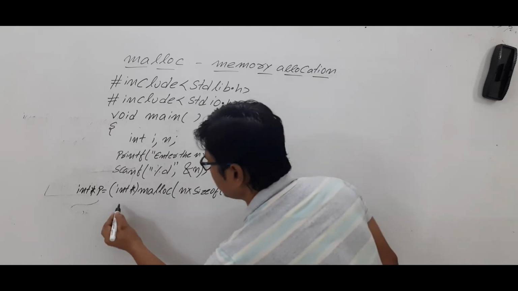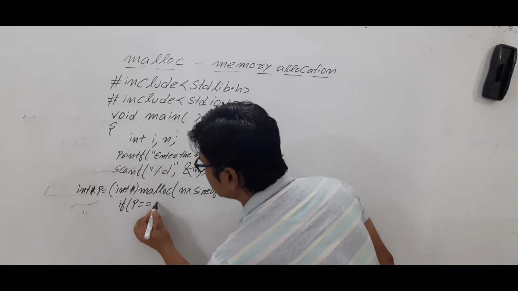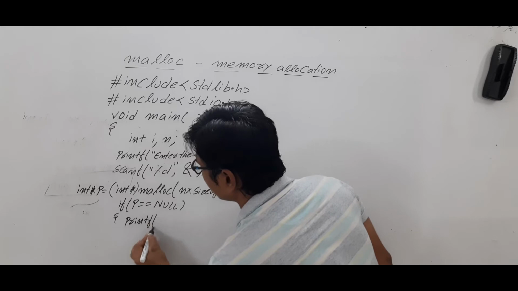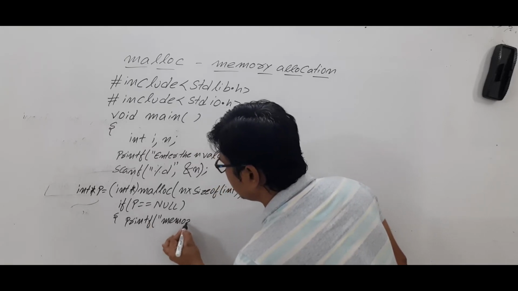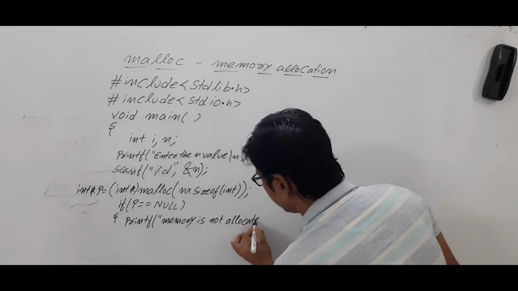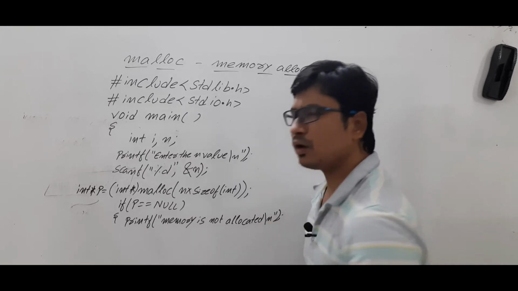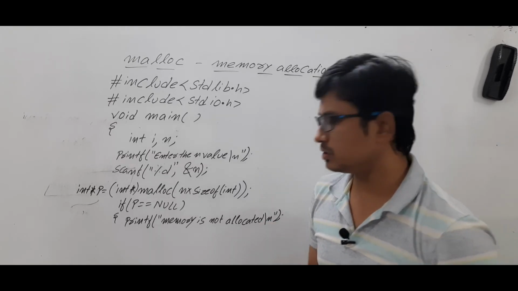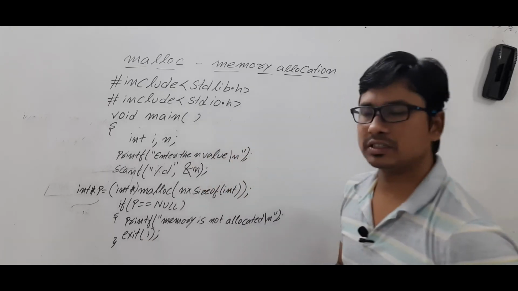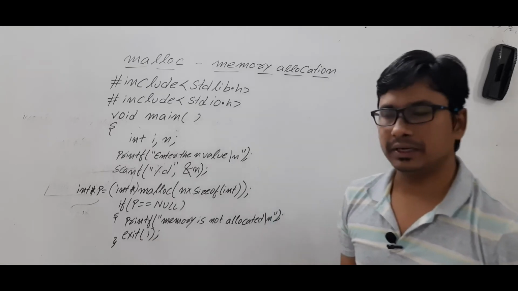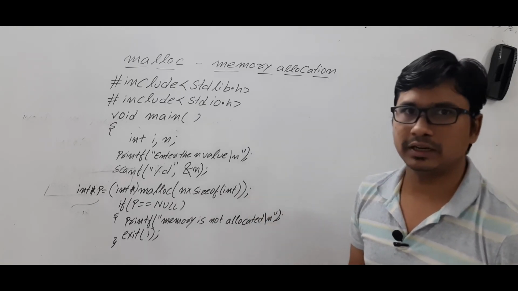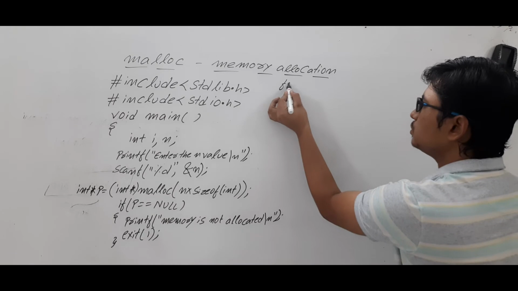So you need to check if P is equal to null, then you have to write printf memory is not allocated. Once the memory is not allocated, how can you store the elements? It is not possible. So you have to exit from the program. You can use an exit function with some integer as a parameter, either exit 1 or exit 0. So if we take that memory is successfully allocated, then you have to ask the user to enter those elements.